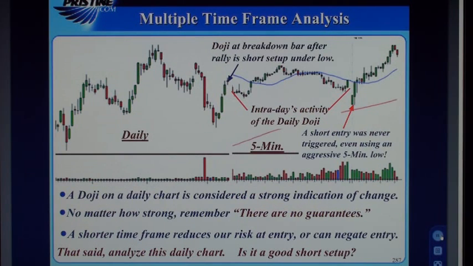A doji bar is considered a strong indication of change. As you know, we view it as only slowing momentum. It doesn't necessarily mean change is going to occur. Remember, there's no guarantees here. A shorter time frame can reduce the risk of our entry if we're thinking to short this pattern.